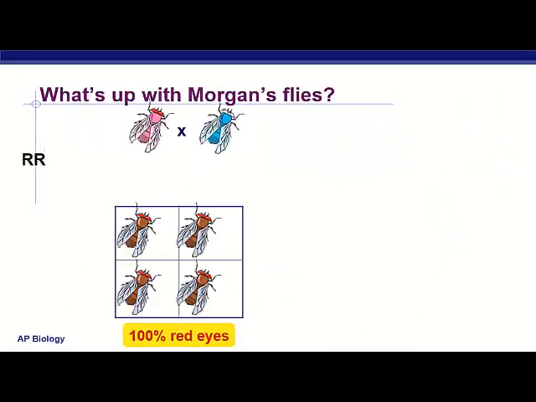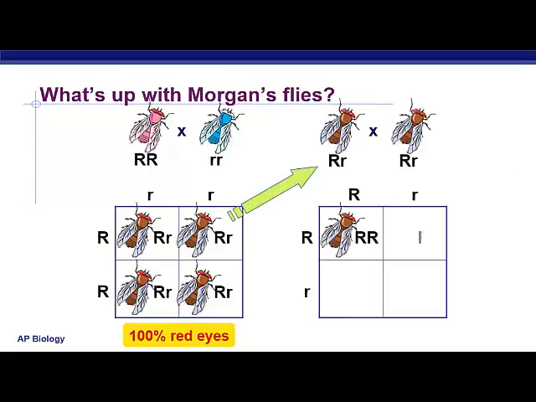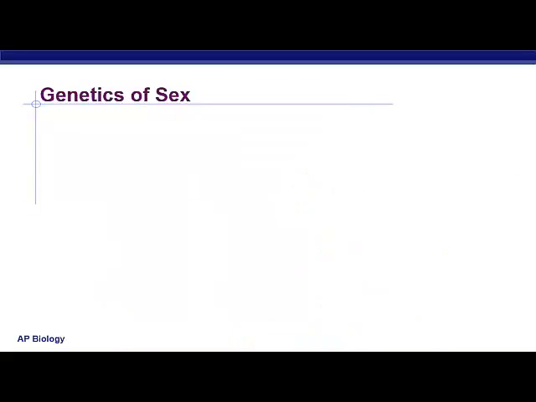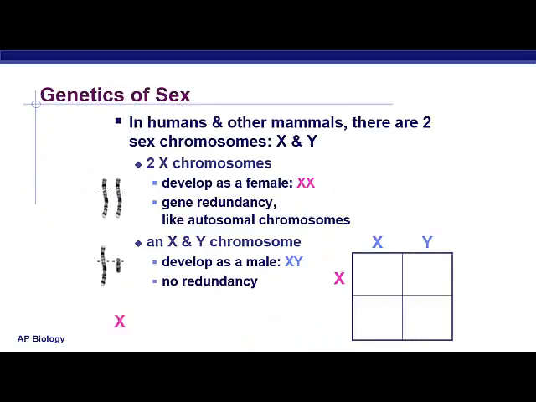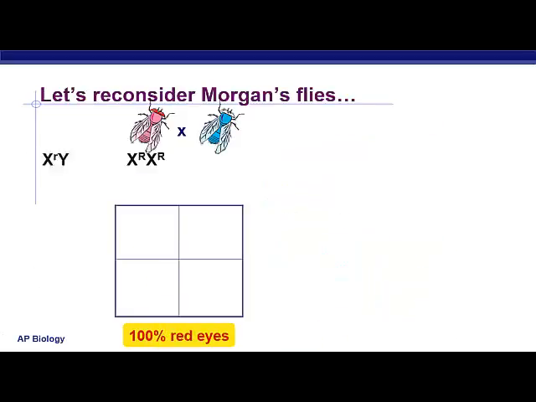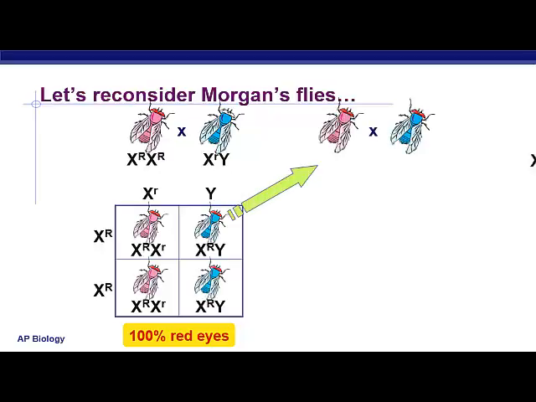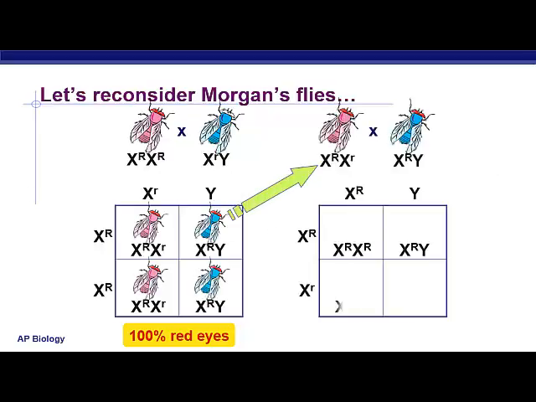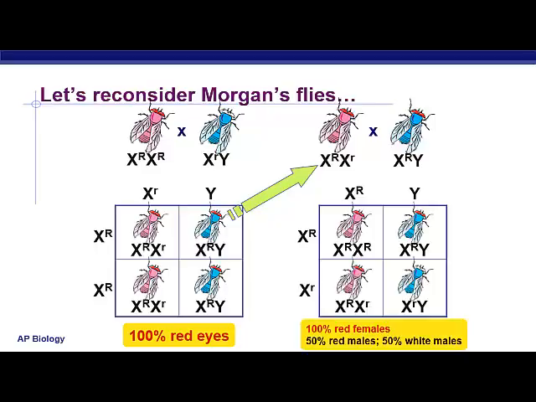Here we go, the cross. We just did it, except I want you to use X's and Y's when you do it. Like this. Here they are. And bam. Questions on that? Sex-linked traits?